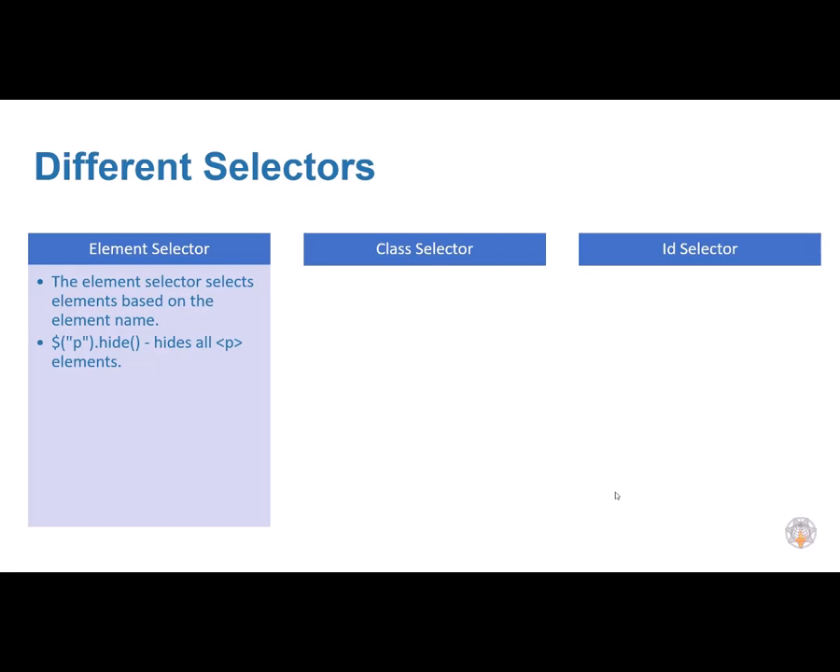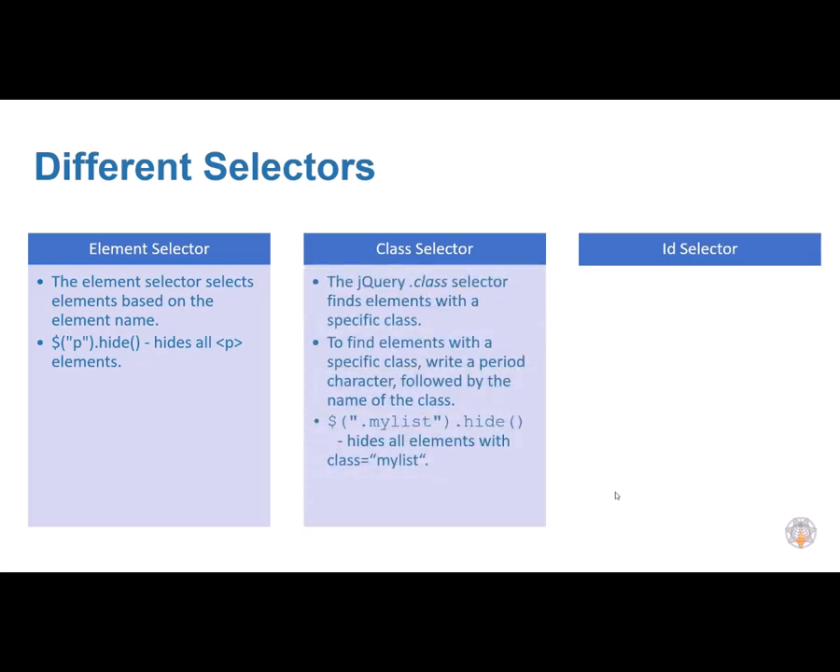The jQuery class selector finds elements with a specific class. To find elements with a specific class, write a period character followed by the name of the class. For example, $('.mylist').hide() would hide all the elements with the class which is set as mylist.